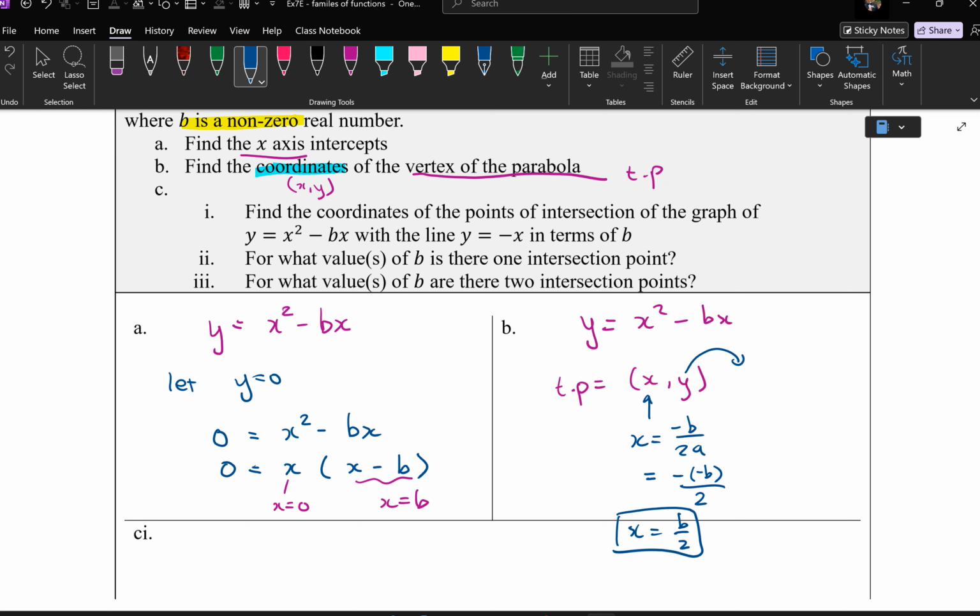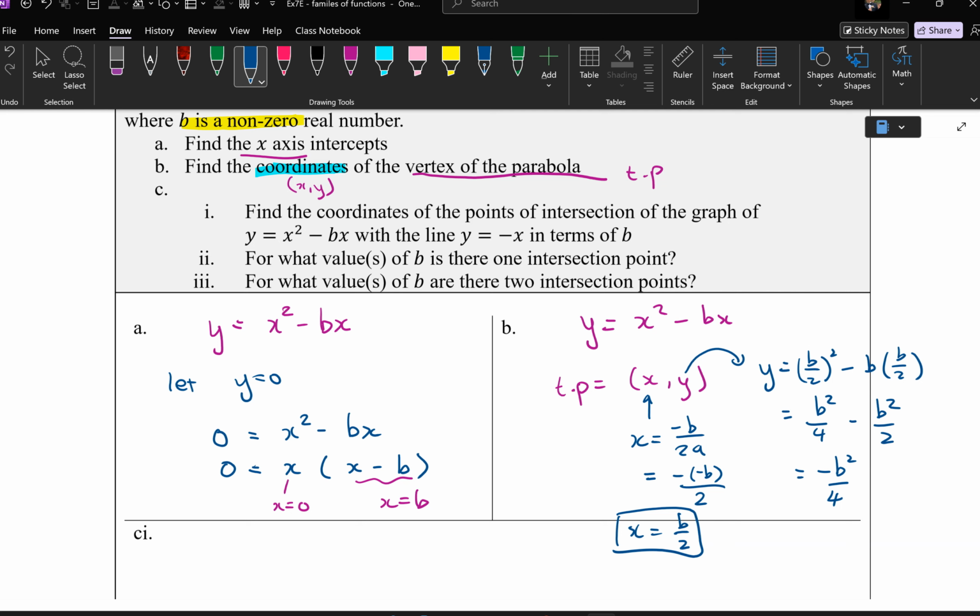So your y-coordinate is equal to b on 2 squared minus b times b on 2. That gives you b squared on 4 take away b squared on 2. Let's do a bit of fractions. Who's comfortable with doing their fractions here? What's b squared on 4 minus b squared on 2? Alex? That is correct. It's like saying a quarter, take away a half. So it's negative a quarter.